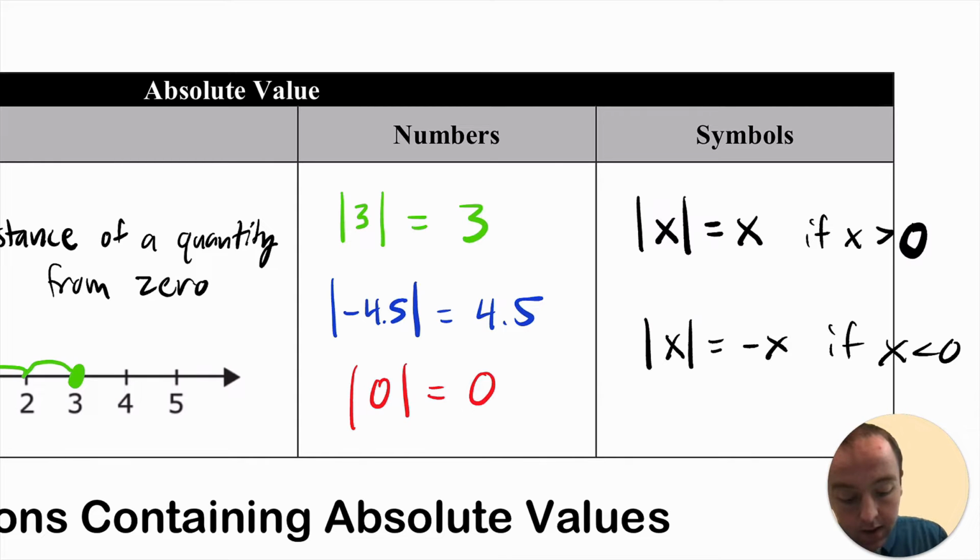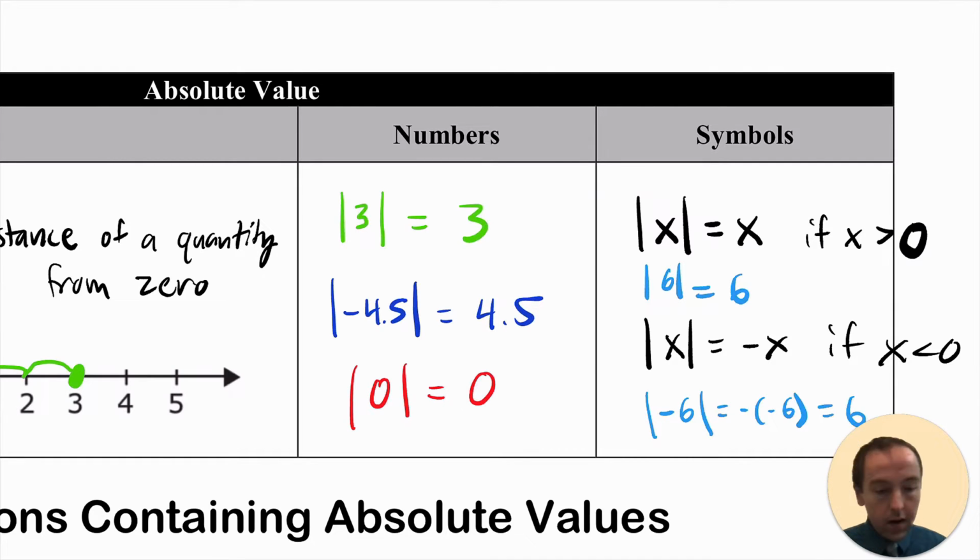As some examples to reinforce this: if I pick a number that's positive, like 6, then it's going to equal the same x. But if I pick a number that's negative, the absolute value of negative 6 is going to equal the negative of negative 6, which of course is going to equal 6. Now, we do have to do something about the 0, so we could just put an equals sign there, and then that will hold when x is 0.